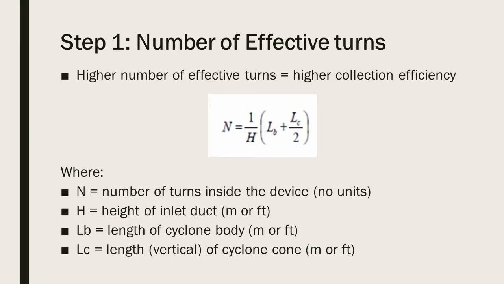Now, let's proceed to the steps of designing the equipment. The first step would be determining the number of effective turns. A higher number of effective turns is equivalent to higher collection efficiency. This is given by the formula N is equal to 1 over H times the sum of L sub B plus L sub C over 2, wherein N is the number of turns inside the device, a unitless value, H is the height of the inlet duct, L sub B is the length of the cyclone body, and L sub C is the vertical length of the cyclone cone.